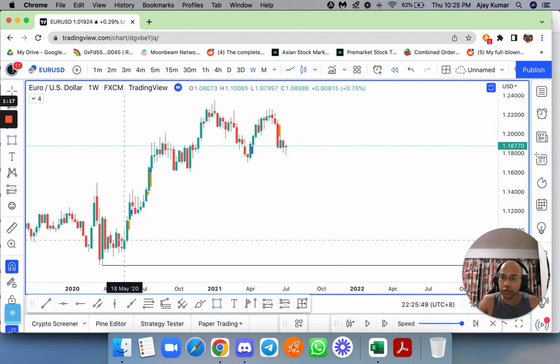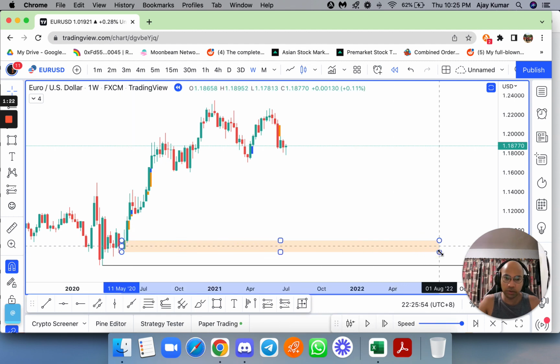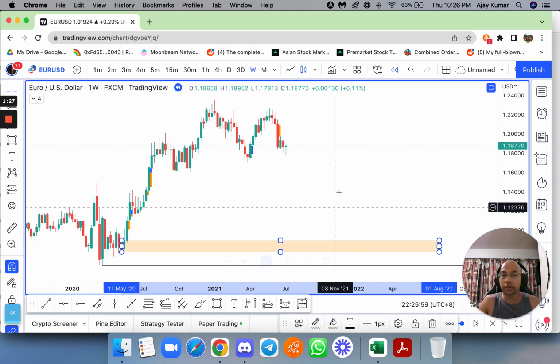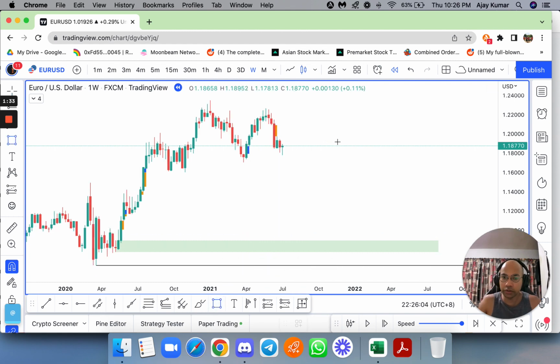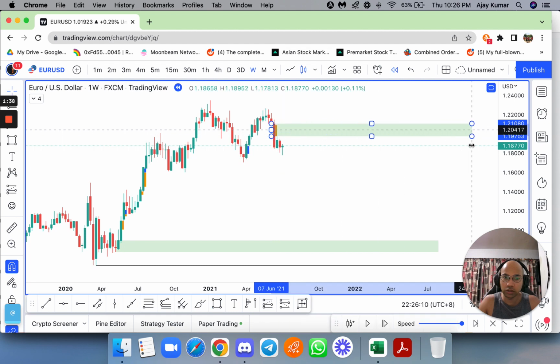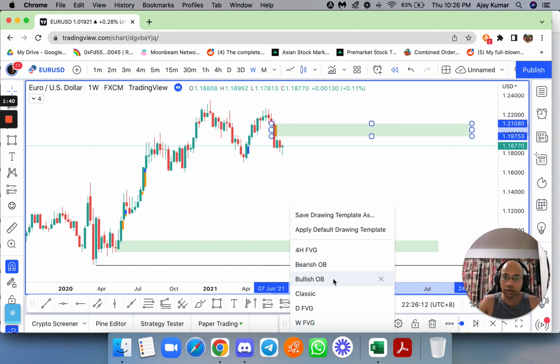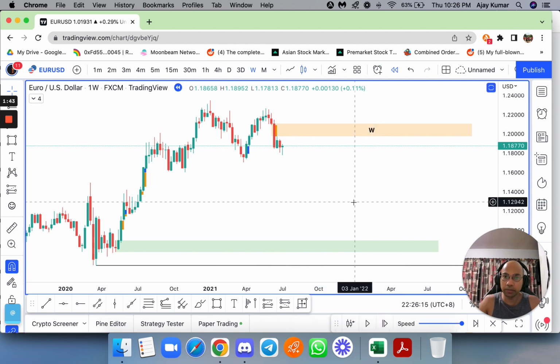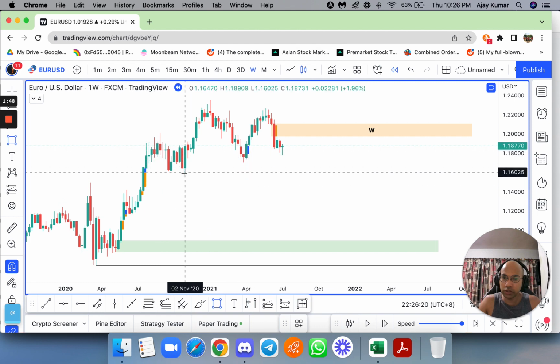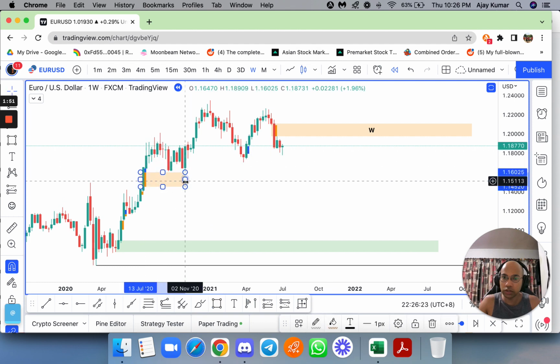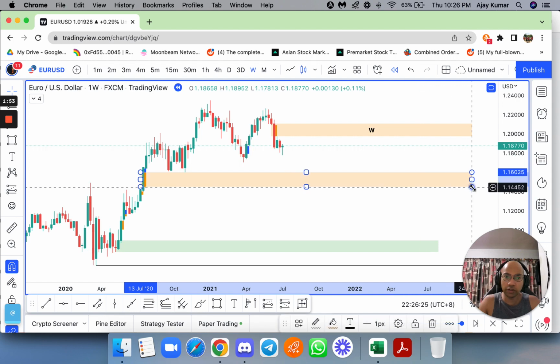So I can see an order block here. This is a bullish order block for me. I mean, yeah, this is for everyone. This is a bullish order block. Fair value gaps. Do you guys see fair value gaps here? It's quite obvious. Okay, let's mark it out. Weekly fair value gap. There are other fair value gaps which are quite obvious as well. Weekly fair value gap again.